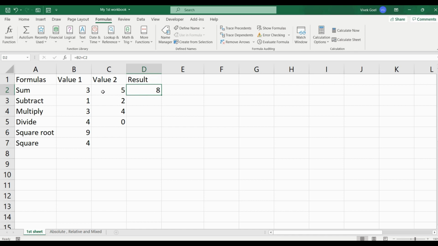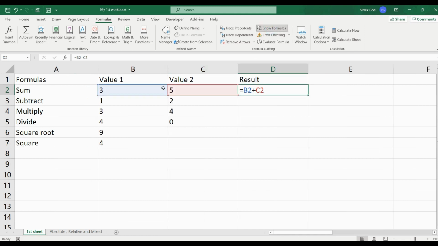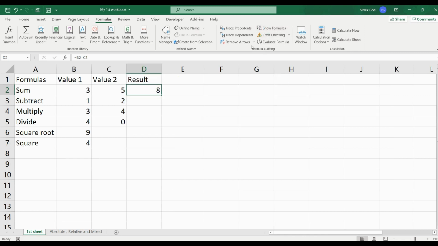Let's take a moment to understand what happened here. So here we are taking the sum of B2 and C2. Notice that B2 is highlighted as blue in both our formula and this cell, while C2 is highlighted as red. All cells used in our formula will be highlighted with a different color so that it's easy for us to read, understand and change. Instead of clicking on show formula, we can also click on the formula bar and it will show us the same result for this cell.